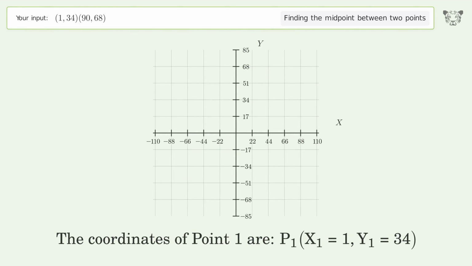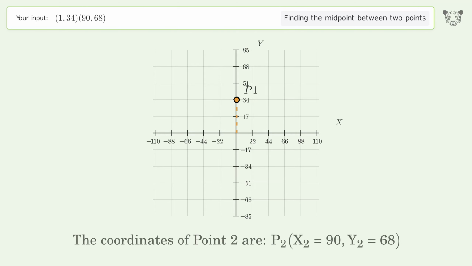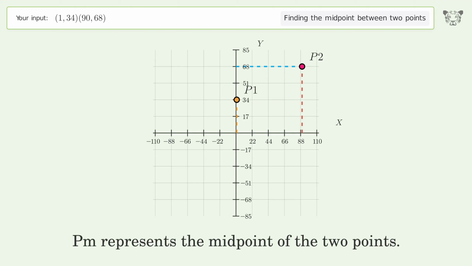The coordinates of point 1 are x1 equals 1, y1 equals 34. The coordinates of point 2 are x2 equals 90, y2 equals 68. PM represents the midpoint of the 2 points.